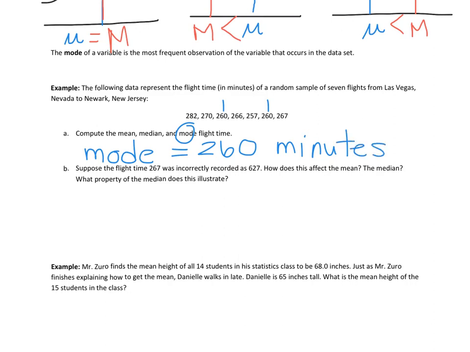Okay, and then we have this final example for this problem, I should say. They said, suppose 267, where is that? Is incorrectly recorded as 627, so a little bit of a data entry error. How does this affect the mean? It would make it bigger, right?